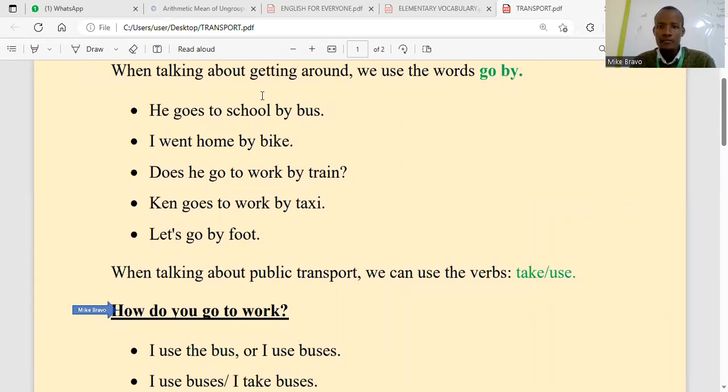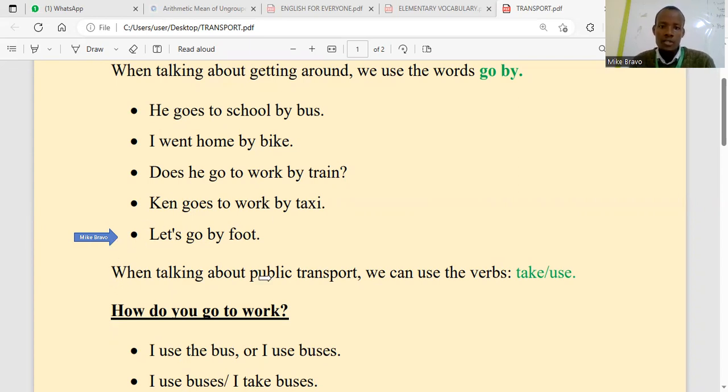Then we have this last statement, let's go by foot. Going by foot means walking. So this person who is saying, let's go by foot, is actually saying, let's walk. Maybe it's about going home. So this person is saying, let's walk home. So let's go by foot.